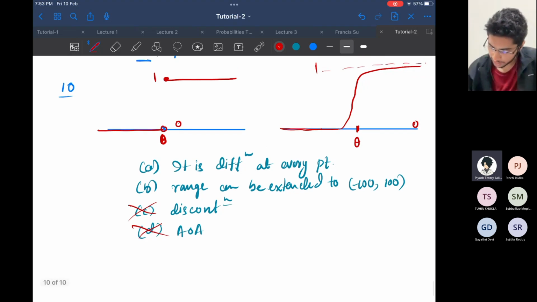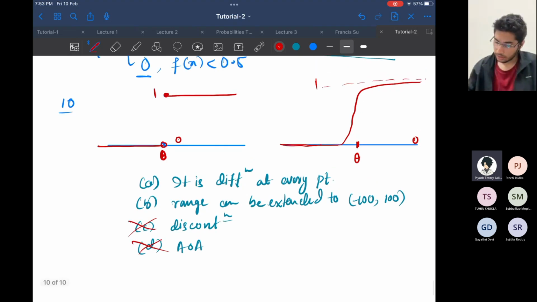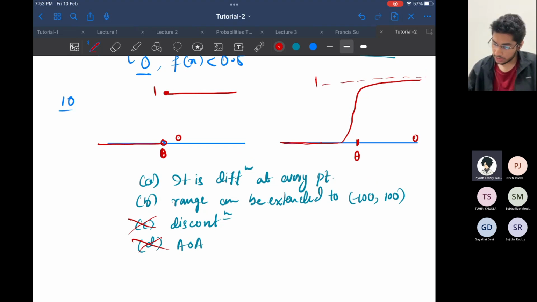Coming to A and B option. The range can be extended to -100 to 100. Is this true? Well, the range of the function, you can see it's always between 0 and 1. You can maybe multiply it with 100, -100 and 100 and things like that. But it won't help, right? You can do the same thing with perceptron as well. So there is no advantage that we get by extending the range, right? I hope you agree with me.